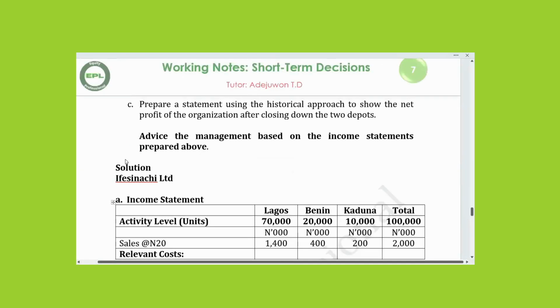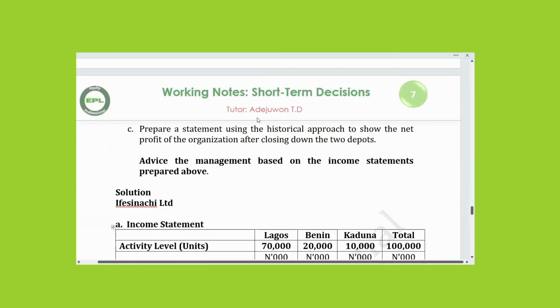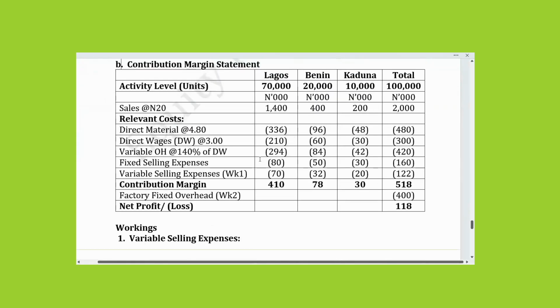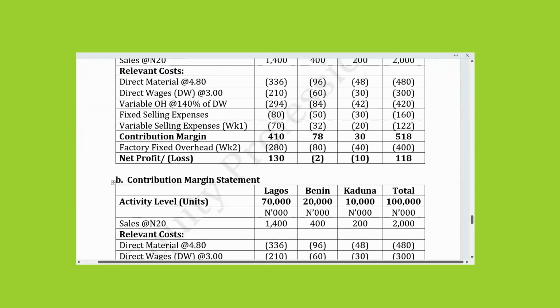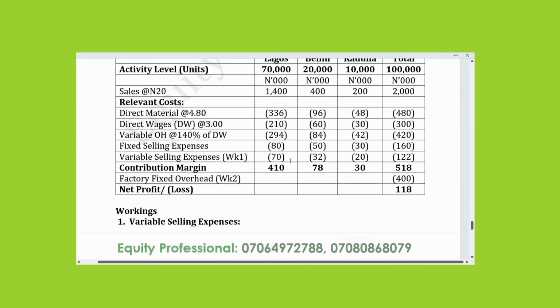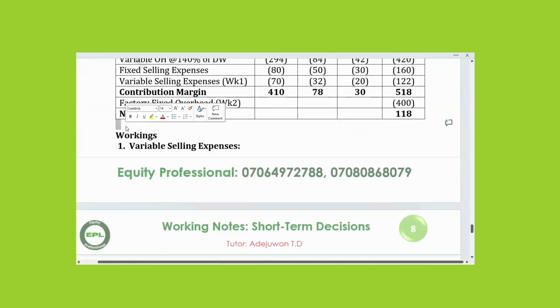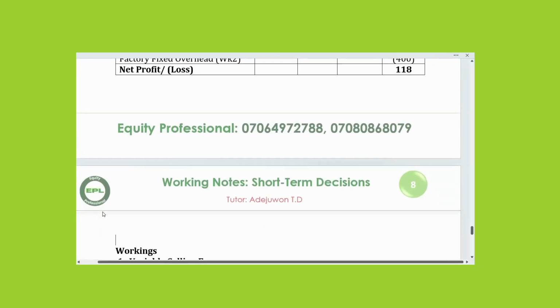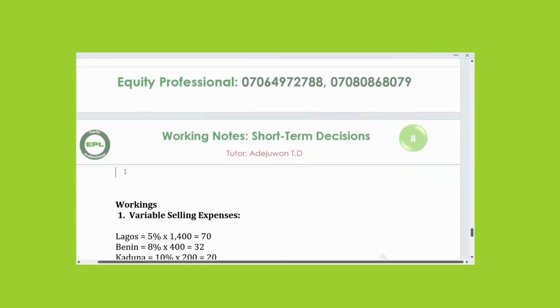Then for requirement C of the question, you are to prepare a statement using the historical approach to show the net profit of the organization after closing down the 2 depots. Now the company wants to close down Benin and Kaduna depots that are generating losses of 2,000 as well as 10,000. So if Benin and Kaduna depots are closed down, it means that only Lagos will continue in operation.